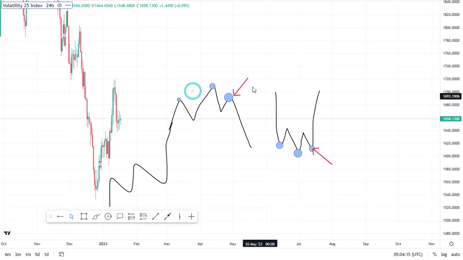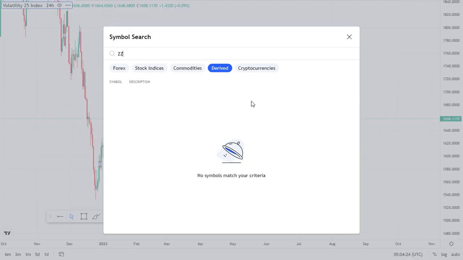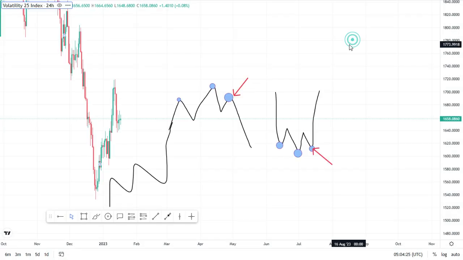So this is another pattern I love using for reversal. Okay, that's another pattern I love using for reversal. So that is the second one.